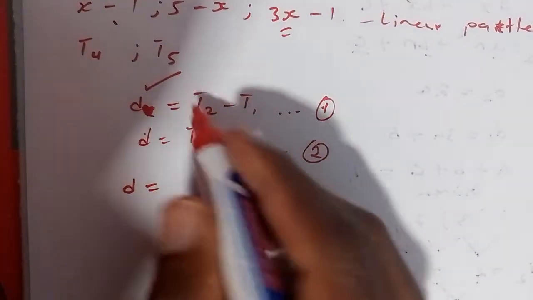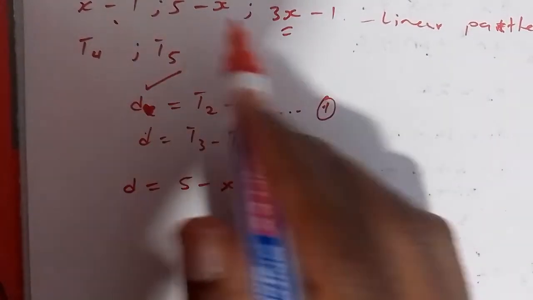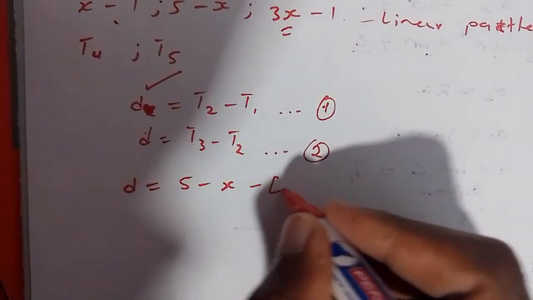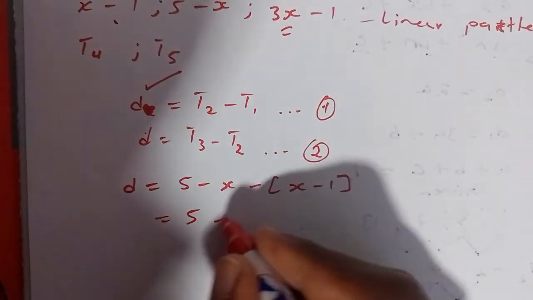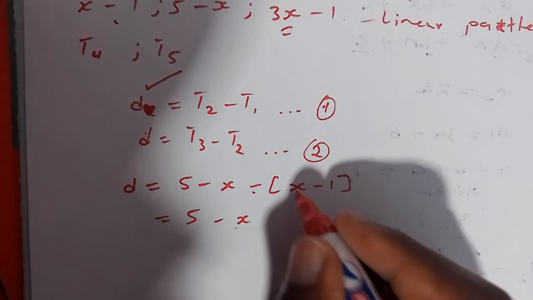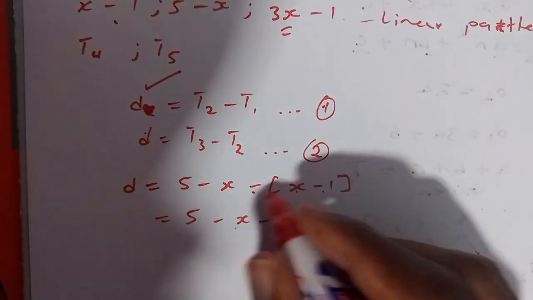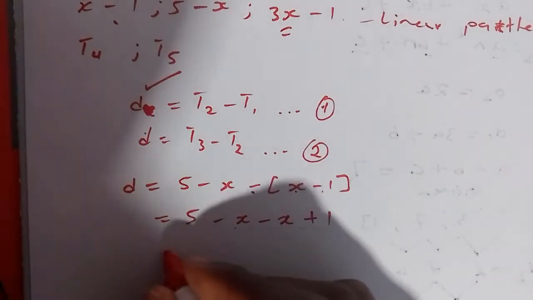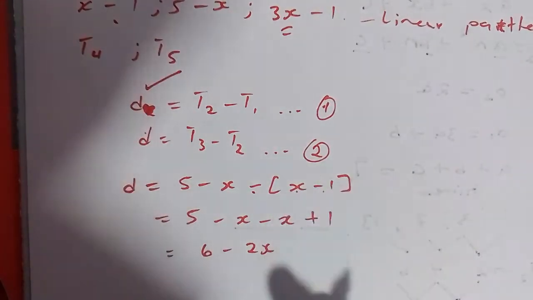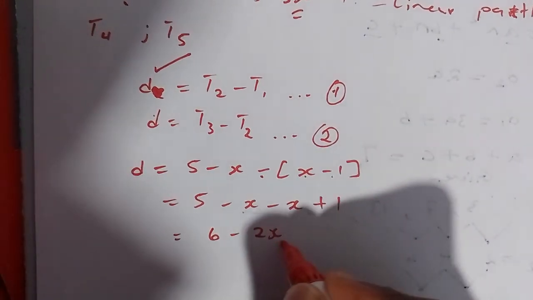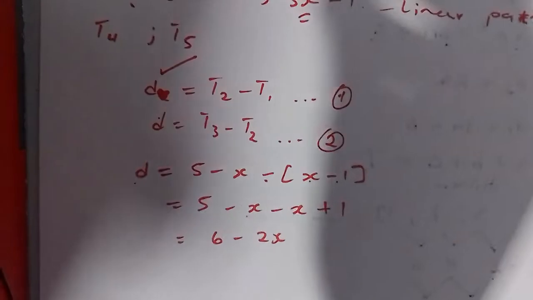Okay, I'll say I have 5 minus X, which is my T2, minus T1, which is X minus 1, close bracket. I'm going to have 5 minus X, negative and positive is going to be negative X, negative and negative is going to be positive 1. This will give me 6 minus 2X. You see, I have an unknown, which is X. I have another unknown, which is D. Okay, let's go to the next one.